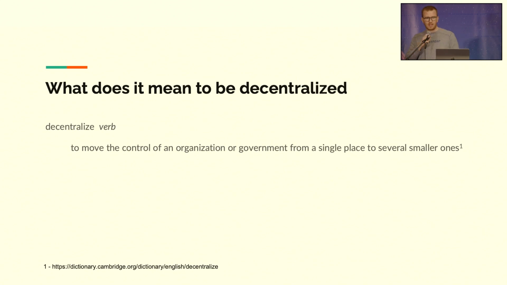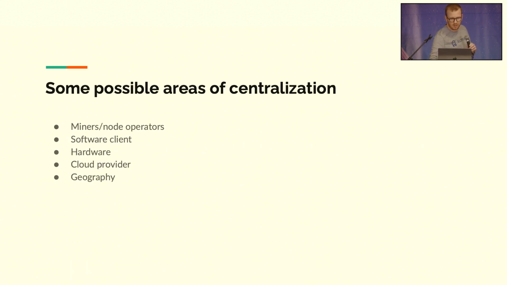So before we dive into that, let's just revisit what it means to be decentralized. Decentralize, the verb, means to move the control of an organization or government from a single place to several smaller ones. Now, decentralization can happen in many different ways, and centralization can come into the network on many different levels. And decentralization is the reason why we're all working on Ethereum, right? That's the whole point, to have this decentralized method of computing and doing all sorts of different things.